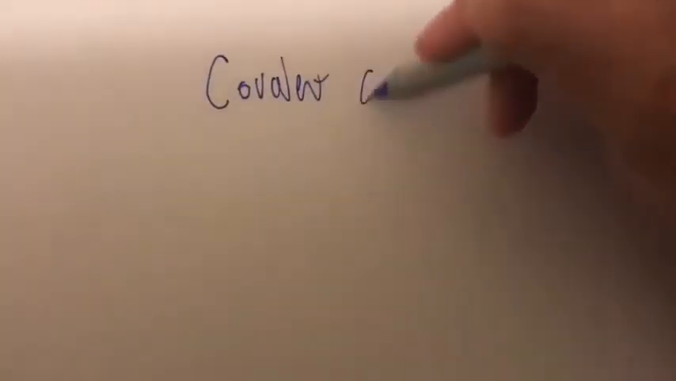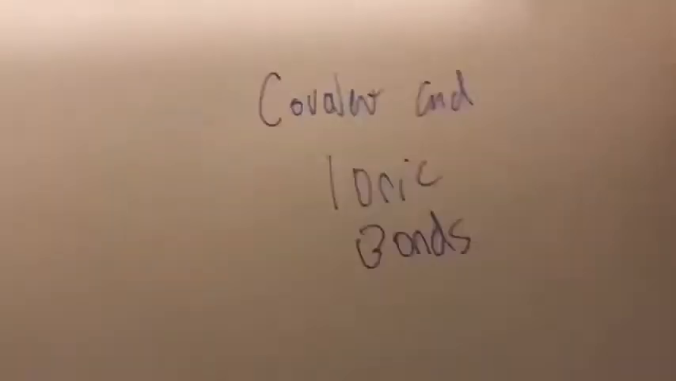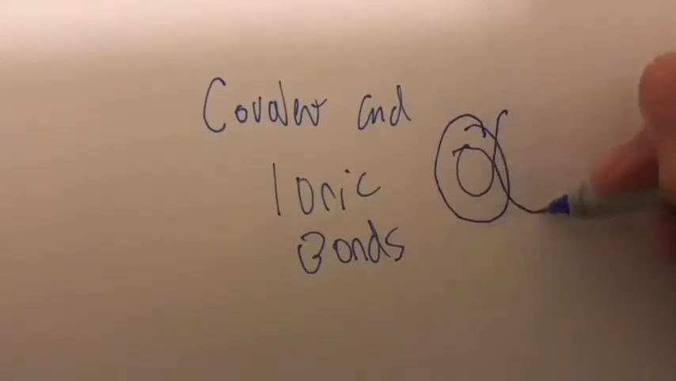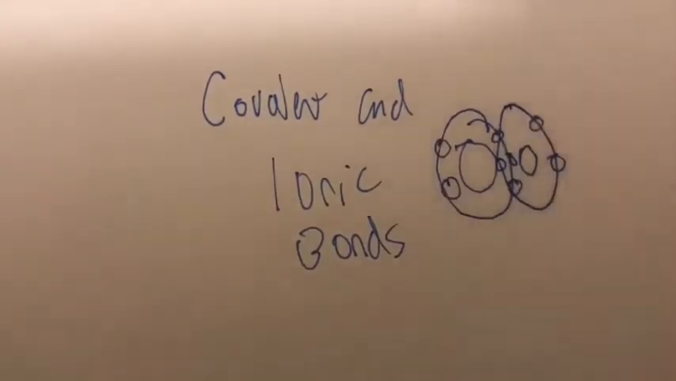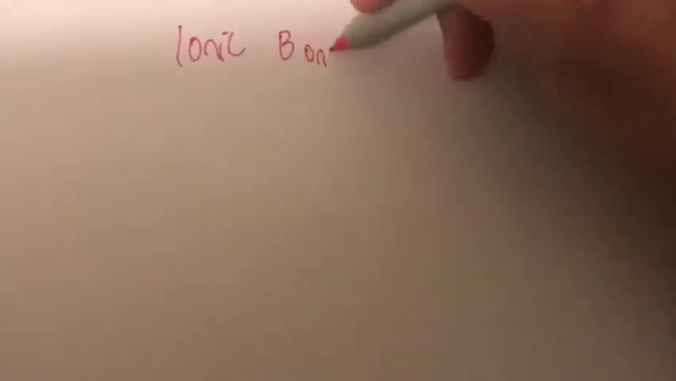In this presentation, we're going to be looking at covalent and ionic bonds. Bonds between different atoms in different ways. First off, we have ionic bonds.